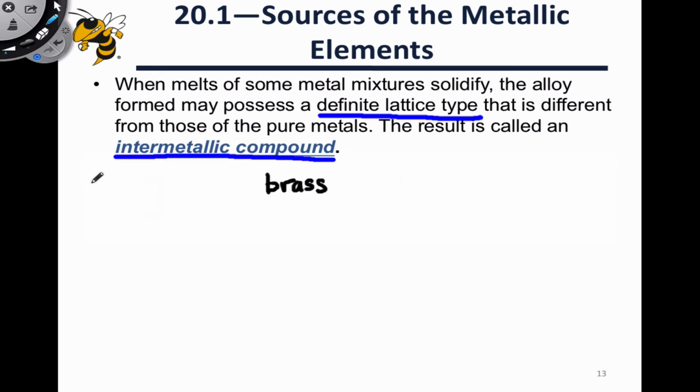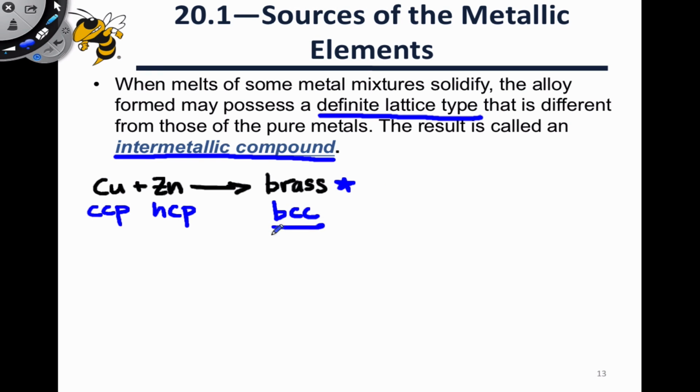All I'll say here is that brass is an alloy containing copper and zinc, and the crystal structure of the brass itself involves a body-centered cubic structure, or BCC. However, the pure copper and zinc metals have a totally different crystal structure. The copper assumes a cubic closest packing, or CCP structure, while the zinc assumes a hexagonal closest packing, or HCP structure. The combination of the two metals under high temperature and then resolidification produces this brass alloy with a totally different crystal structure, BCC.